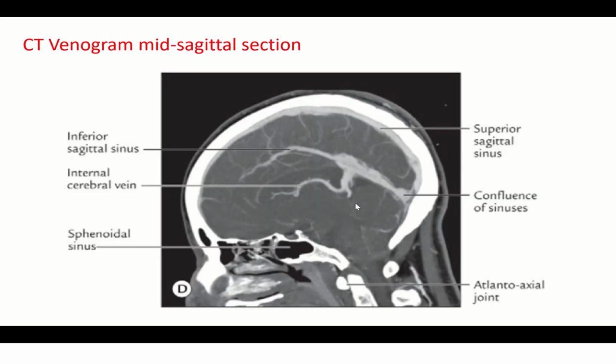Now, as you observe here, this is a CT venogram. In the mid-sagittal section, we are able to see this is the superior sagittal sinus. You can see the confluence of sinuses. You can see the inferior sagittal sinus. You can see the internal cerebral vein. You can see this is the straight sinus joining the confluence of sinuses.